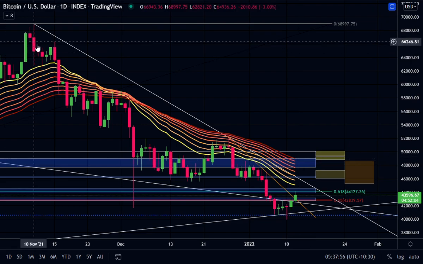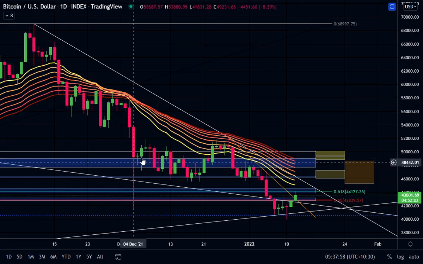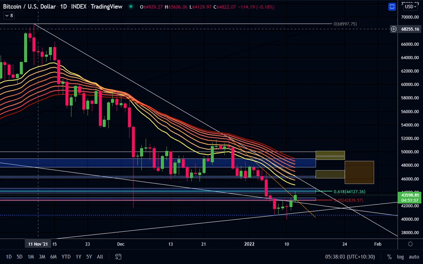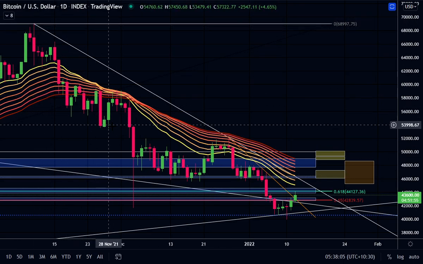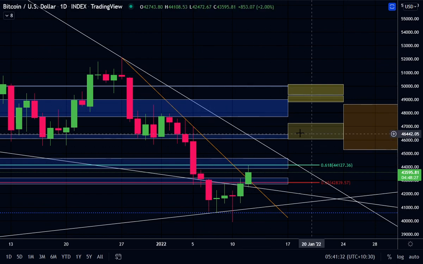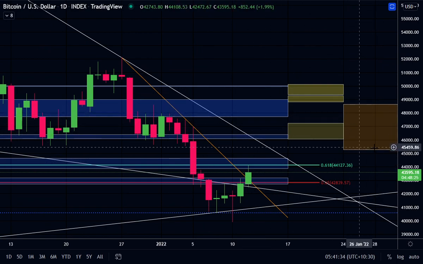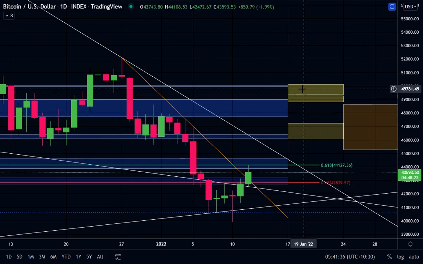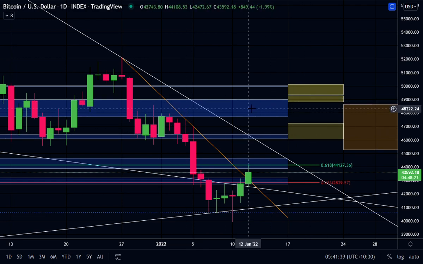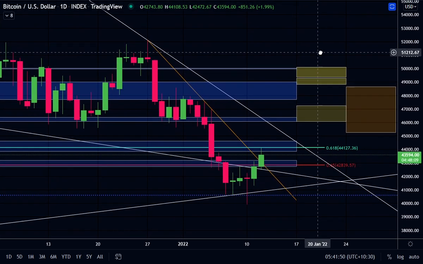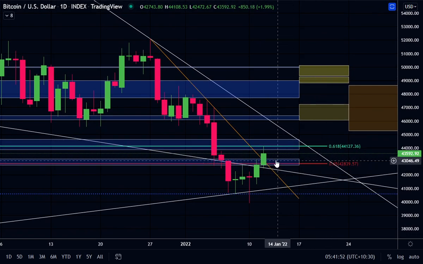You can see this ribbon has been keeping us down all the way since we did break below it from that 69k drop. We have all these order blocks on the chart. This orange one is the 2-week order block. These yellow ones are the weekly order blocks, and these blue ones are the daily order blocks. We can see we didn't have many daily order blocks below this one.